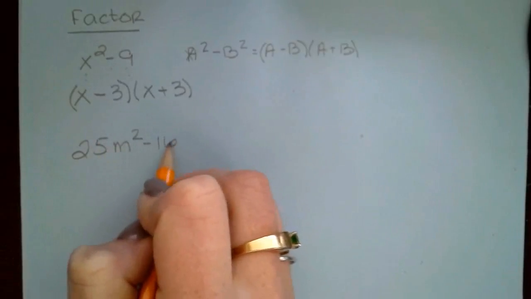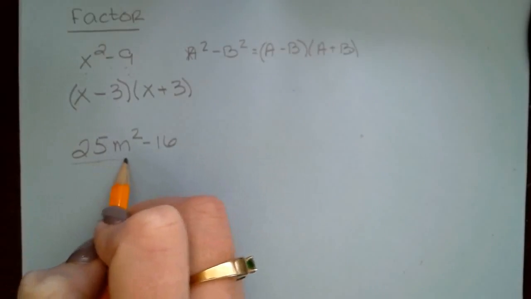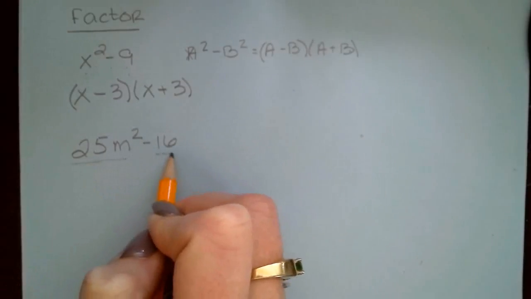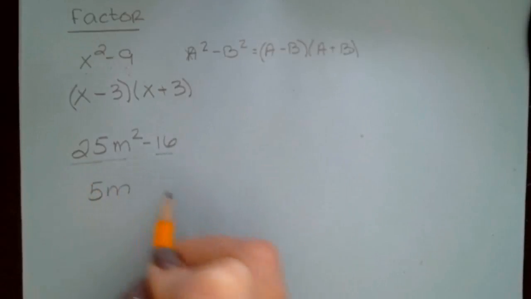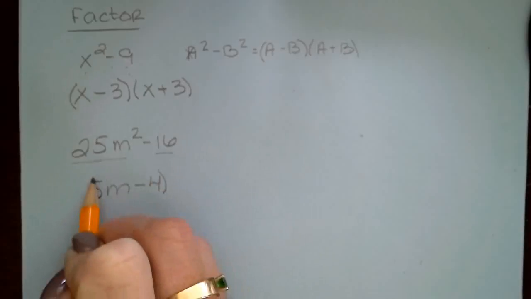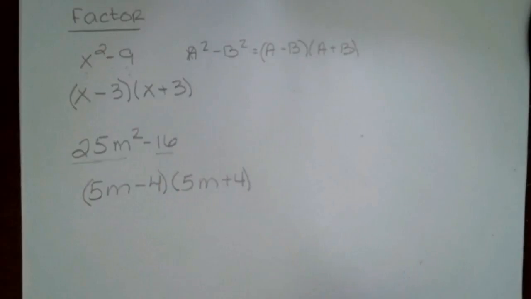squared minus 16, we notice 25m squared is a perfect square and 16 is a perfect square. It factors into 5m minus 4 times 5m plus 4, because the square root of 25m squared is 5m, the square root of 16 is 4. If you multiply them together, we see that you have 25m squared minus 16.